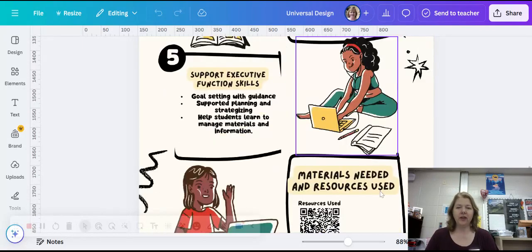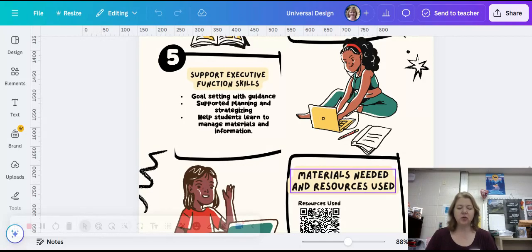Another important part of engagement is being aware of students' emotional capacity. When students feel overwhelmed or disorganized, it becomes harder for them to engage meaningfully with a lesson. That's why it's so important to support executive function skills. You want to have goal setting with guidance. You want to support their planning and their strategizing, and you want to help students learn to manage materials and information. Using simple tools like checklists can help students break down tasks into manageable steps and stay focused.